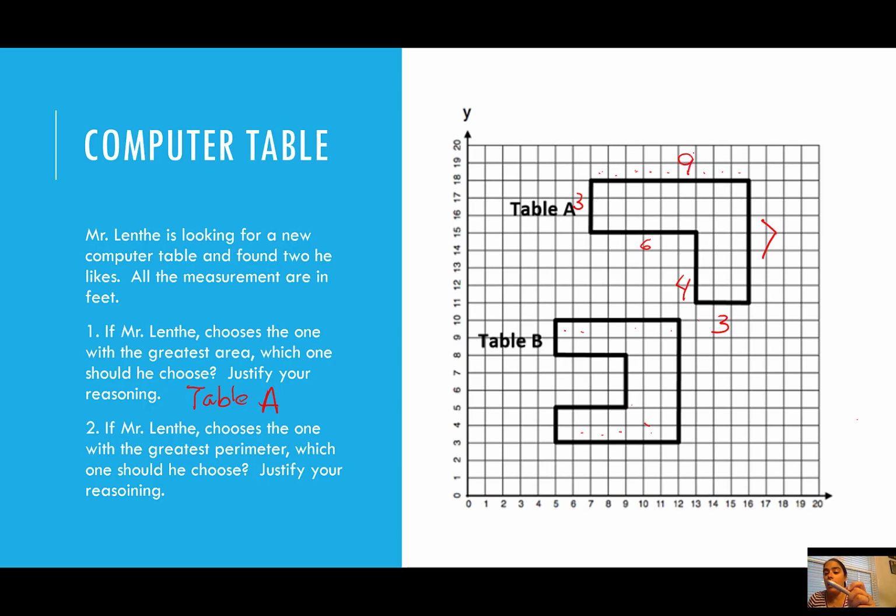So now I just have to add up the sides. So 4 plus 3 is 7, and 7 plus 7 is 14. Okay, 6 plus 3 is 9, and then 9 plus 9 is 18. 4 plus 8 is 12. When I add it up, the perimeter is 32 feet. This is table A. Let's look at table B.